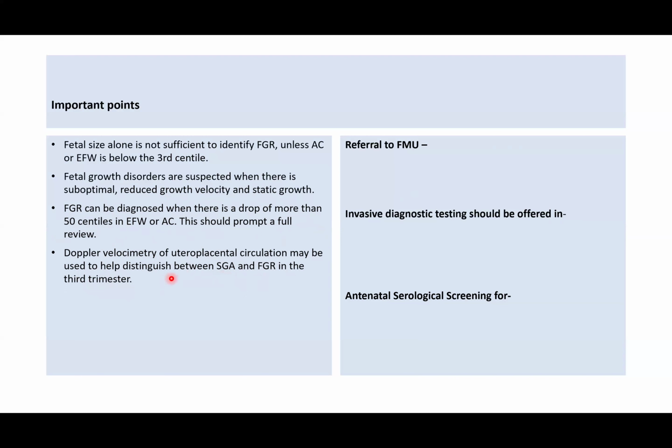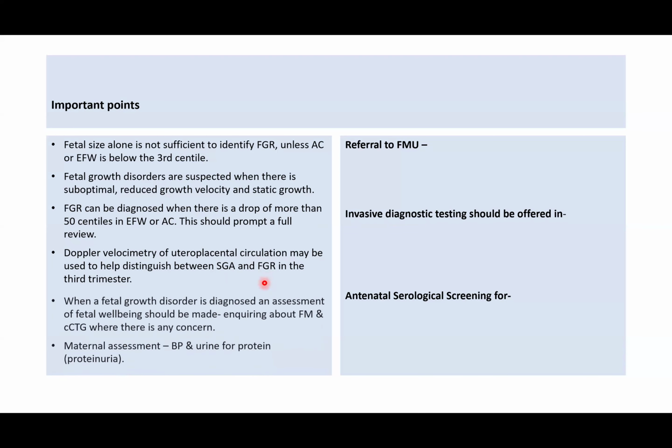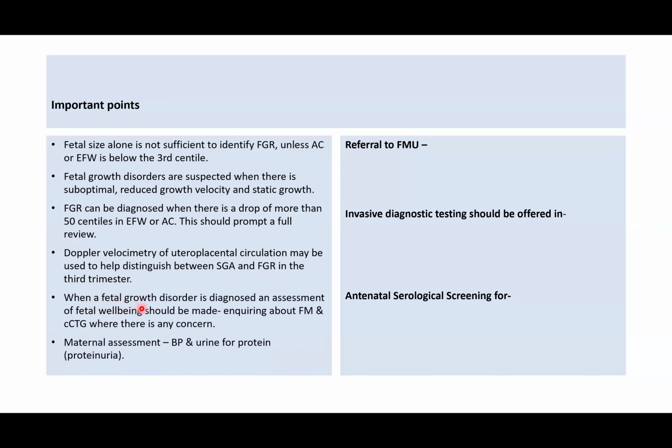So Doppler velocimetry means that in SGA, usually there won't be any Doppler abnormalities, but in FGR, there will be Doppler abnormalities like we discussed earlier. When a fetal growth disorder is diagnosed, an assessment of fetal well-being should be made. So we have to inquire about fetal movements and offer the woman computerized CTG if there is any concern. Maternal assessment is done by checking the blood pressure and urine for protein.